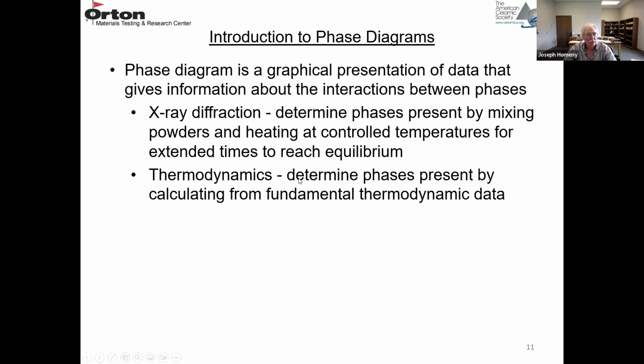More recently, people use thermodynamics to calculate phase diagrams. So going back to the free energy, if you know the free energy for all the different possible compounds that can form in a phase diagram, you can calculate the phases from thermodynamic data. And there are numerous programs out there that have all this data so that you can calculate phase diagrams.